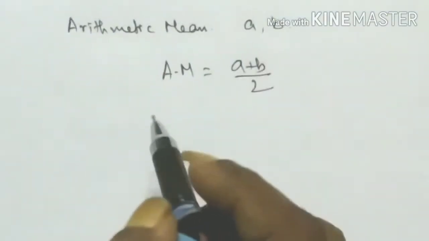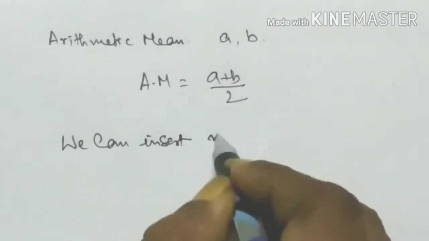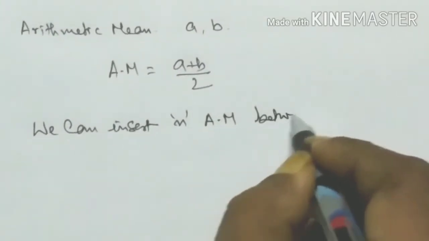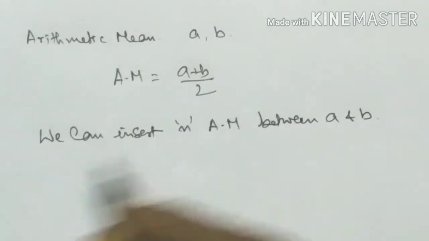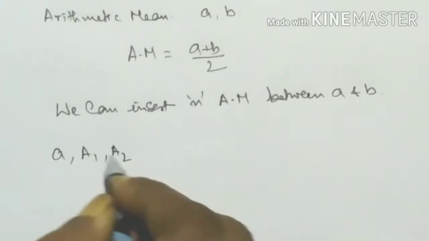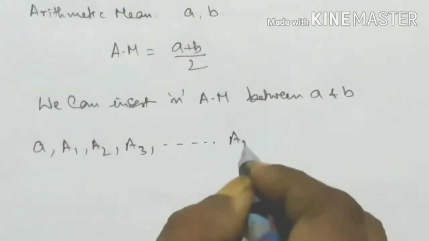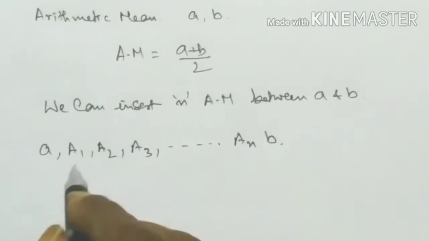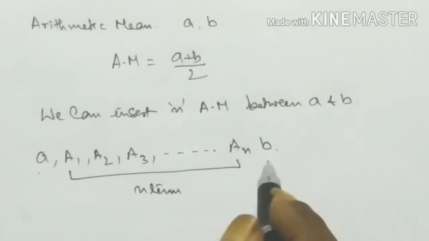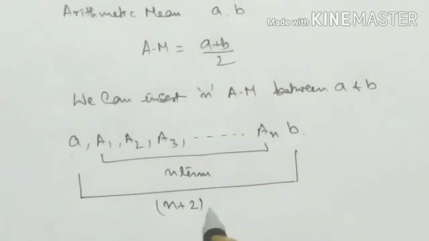So now we can insert an arithmetic mean. We can insert arithmetic means between a and b. So we can write it like this: a, A1, A2, where A1, A2 represent the arithmetic means, A3, and similarly up to An, and then b. So up to this there are n terms, and with these two terms added, the total number of terms is n plus 2.